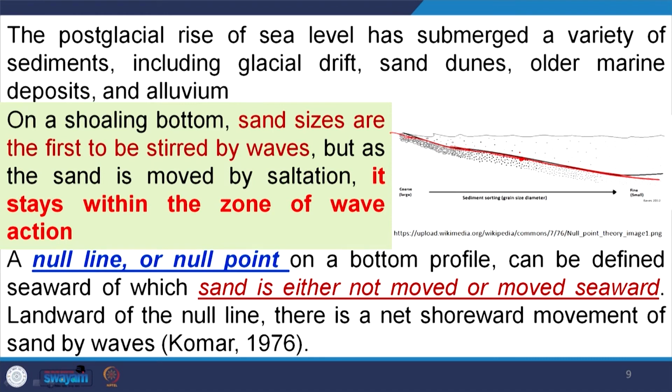So, sand will move towards the coastline, or sand will not move towards the sea. That is called the null line. The null line is based on the sand distribution. If you are moving across this coast, from continentward to seaward, you will find a particular zone, a particular line, where you will not find sand towards the sea, but all the sand is towards the coastline. That is called the null line or the null point.